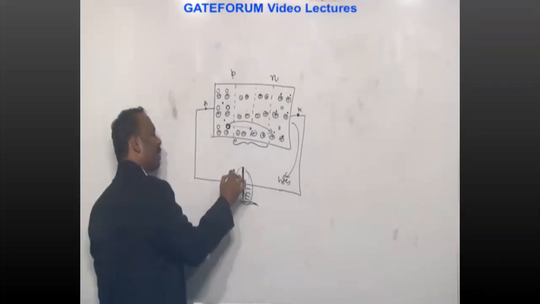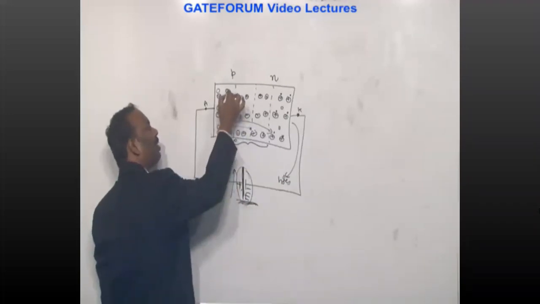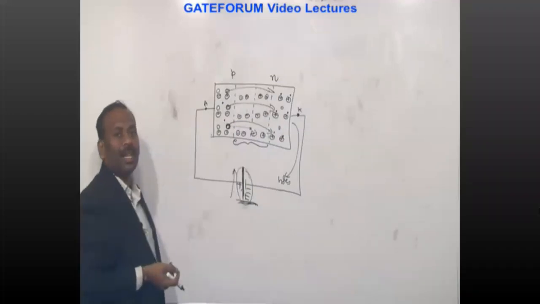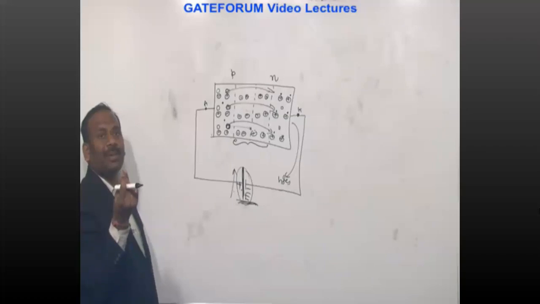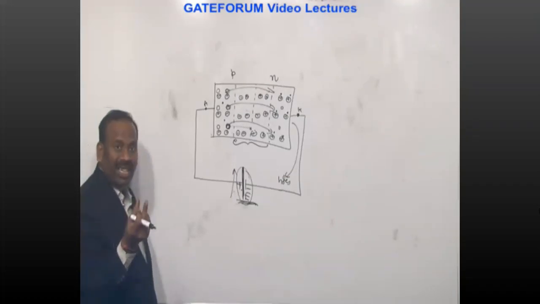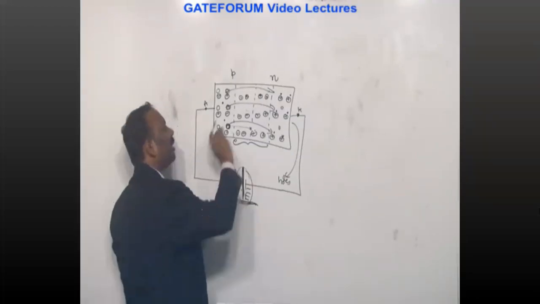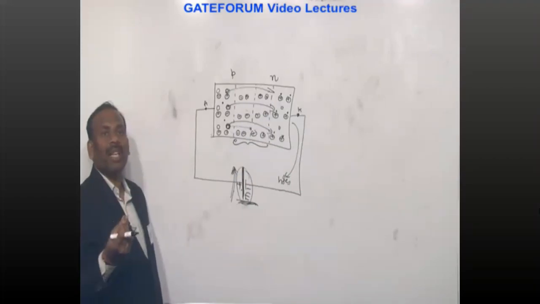So as this applied external field goes on increasing, more number of holes will acquire the energy and they can overcome the barrier potential. Indirectly what we are going to say, the internal barrier goes on reducing. That means the width of the depletion layer is decreasing. As more and more voltage is applied, more charge carriers are crossing the junction, the width of the depletion layer is decreasing, current is increasing.